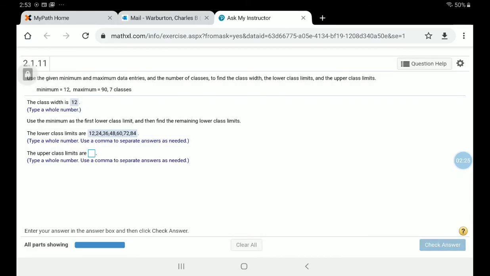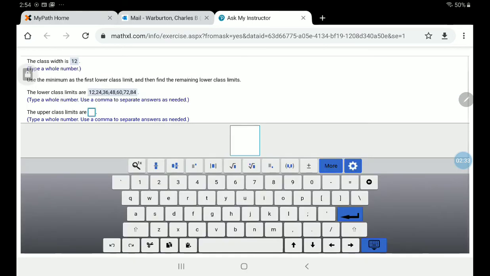And now the upper limits. So the lower limits, and then the upper limits are, let's see here. So the upper limits then would be all of the values that are one below the lower limit. So one below 24 will be 23. 35 is one below 36. One below 48, you can see I'm following the lower limits. One below 48 is 47.